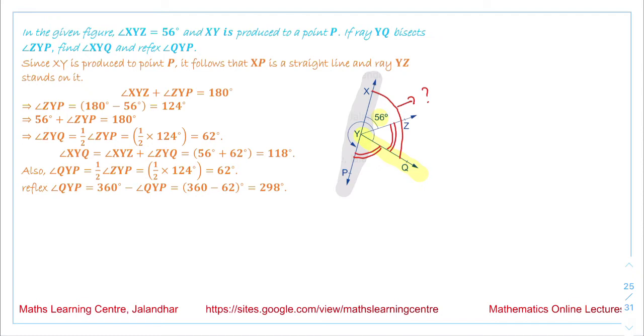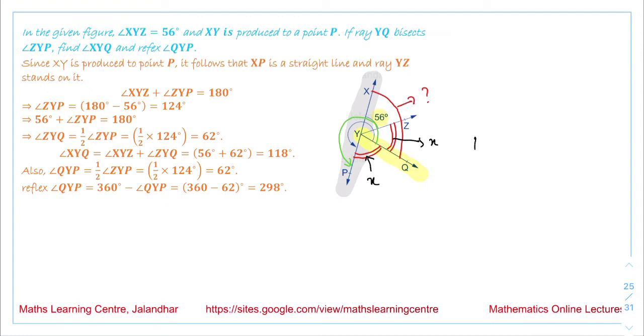So what does reflex angle mean? It is an angle greater than 180 degrees. So the QYP reflex angle is this. Suppose we name this angle x, then this angle is also x.